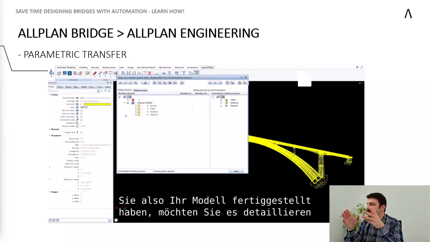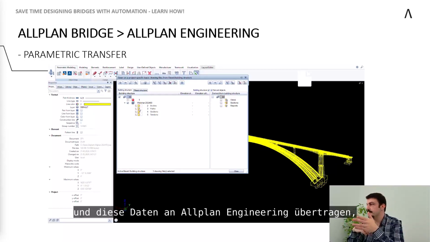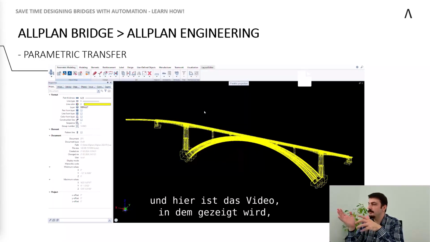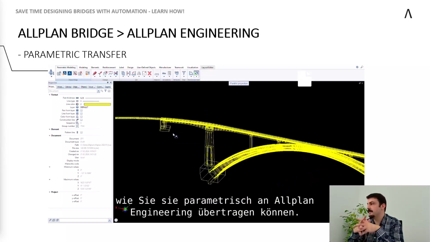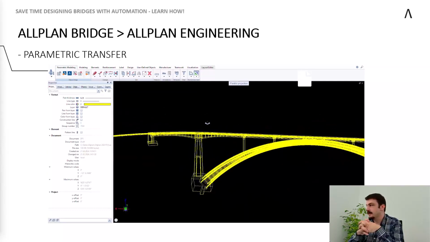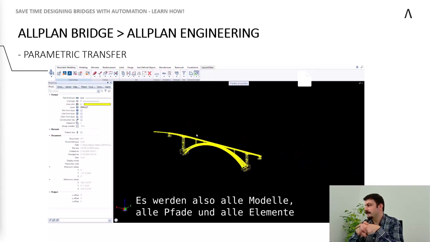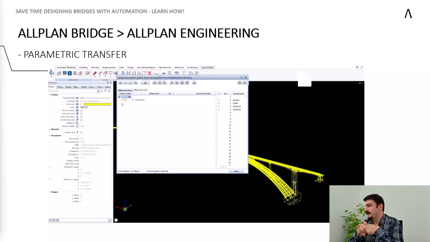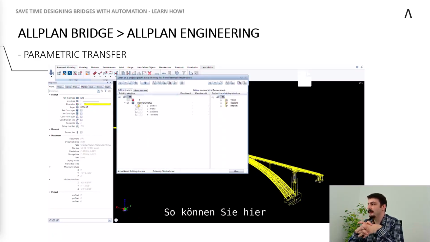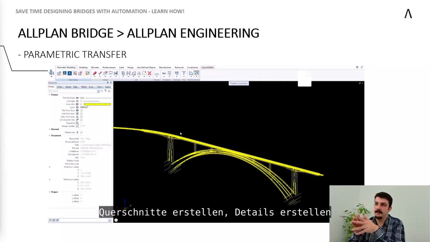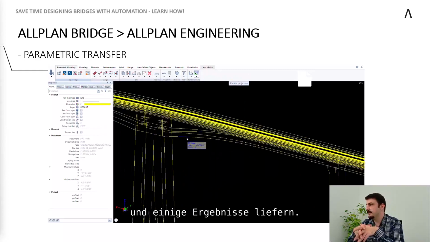So after your model is completed, you want to detail and you want to transfer this data to Allplan Engineering, and here is the video showing how you can transfer them parametrically to Allplan Engineering. So all the models, all the paths, all the elements are transferred to the Allplan Engineering so that you can make cross sections, make some detailings, and make some deliverables in here.